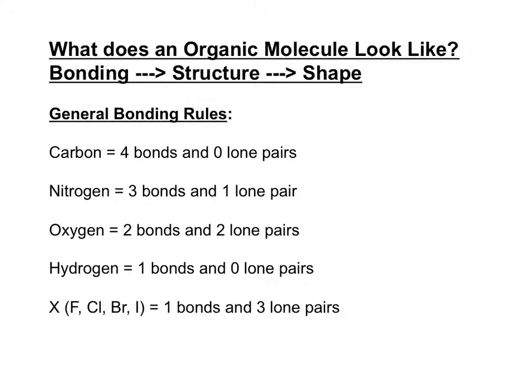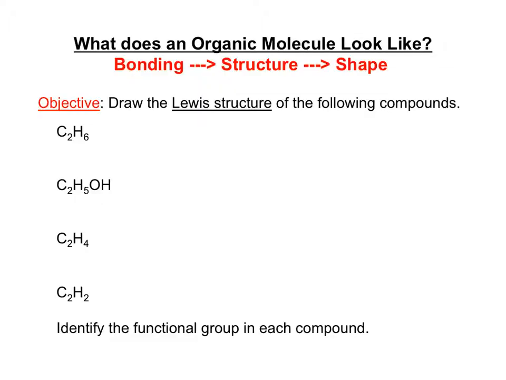Now let's practice drawing the structure of organic compounds. Remember these general bonding rules for the elements found in many organic compounds: carbon, nitrogen, oxygen, hydrogen, and the halogens. So stop the video and draw the Lewis structure of these four compounds. So here's the structure of C2H6. Note the 4 bonds on carbon and 1 bond to hydrogen. C2H6 is an example of an alkane hydrocarbon.